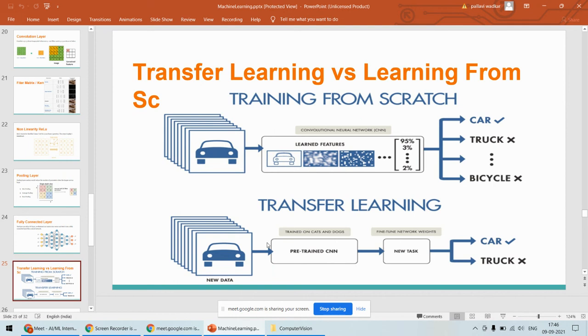For example, there is a convolutional neural network which is trained to classify cat and dog, and is ready to classify cat and dog. So we will use that network only because the application is similar. Previously this network was trained to classify cat and dog, and now it is used to classify car and truck. Okay, so ये क्या होता है ट्रांसफर लर्निंग.